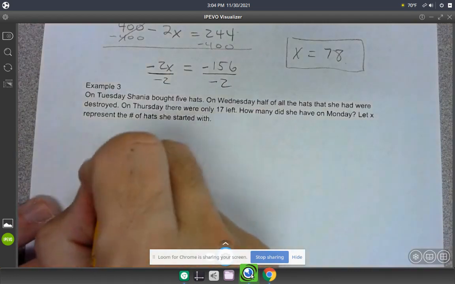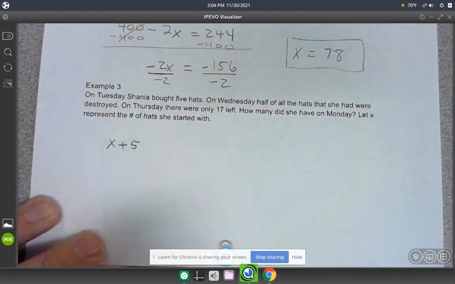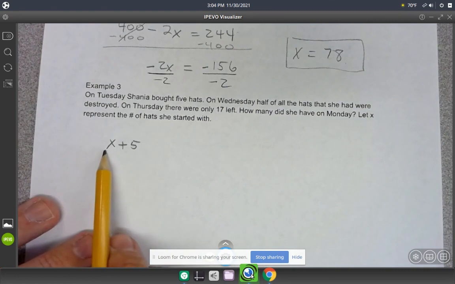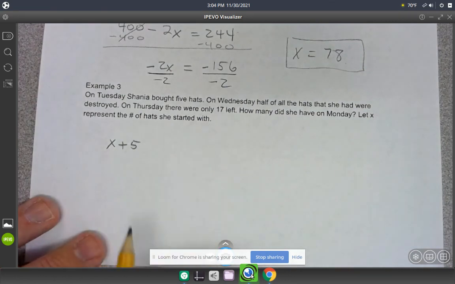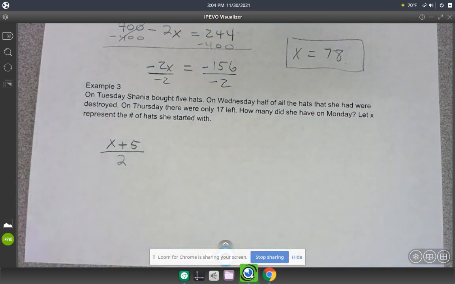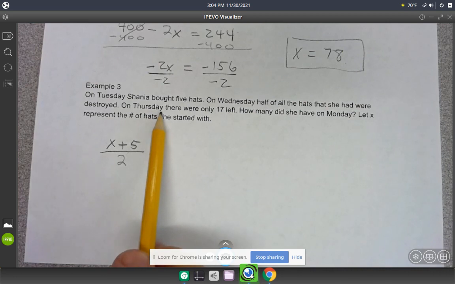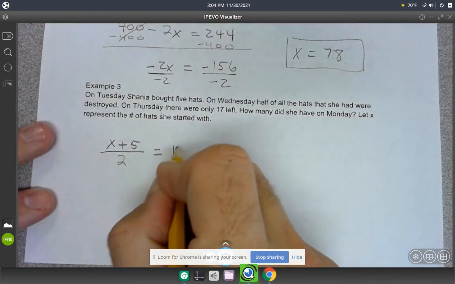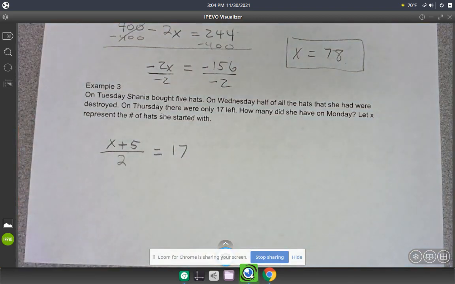And on Tuesday, she bought 5 more, so we're going to add 5 to that. And then on Wednesday, half of all of these hats right here were destroyed, so I'm going to divide this by 2. And then on Thursday, we find that there was only 17 left. So all of this right here, after she's added 5 and divided by 2, is equal to 17.